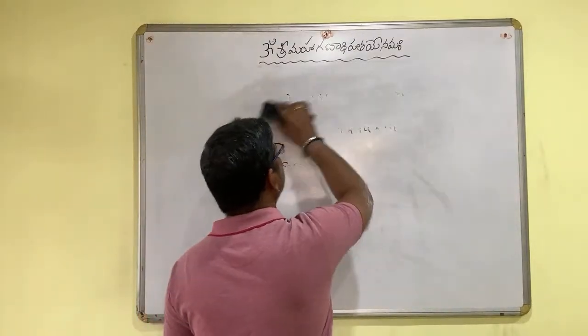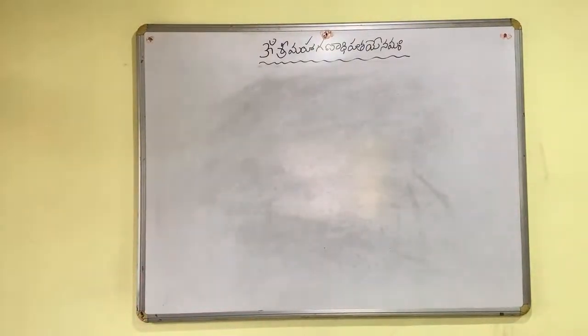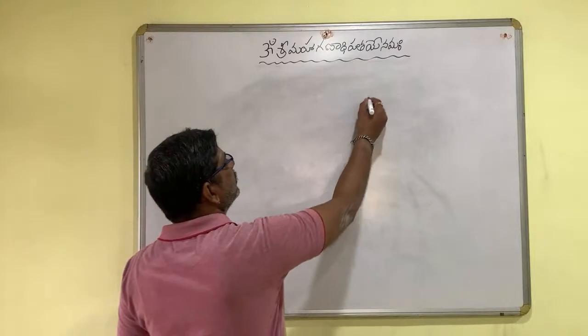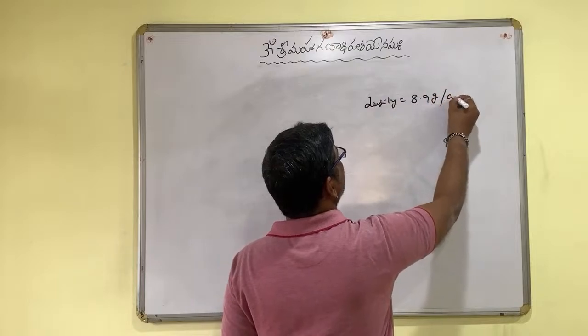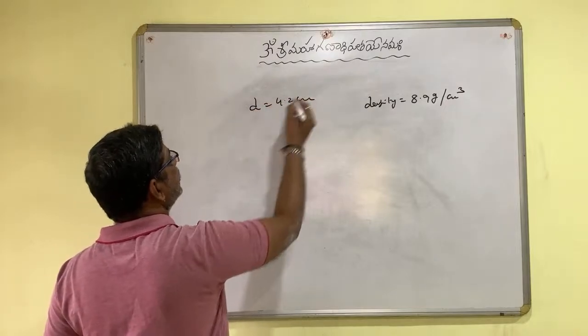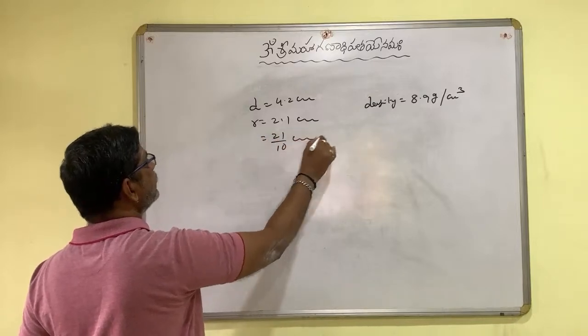Now we move on to the third question. The diameter of a metallic ball is 4.2 centimeters. What is the mass of the ball if the density of the metal is 8.9 grams per centimeter cube? Diameter is given as 4.2 centimeters, so the radius is 2.1 centimeters, which is 21 by 10 centimeters.